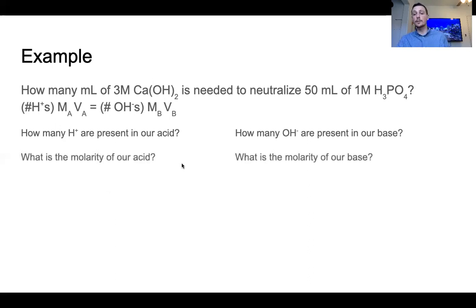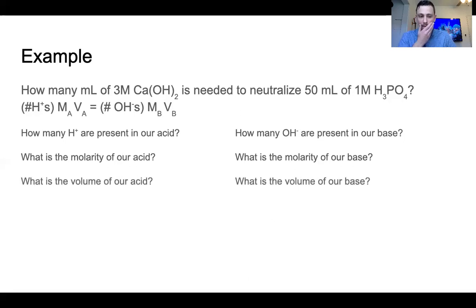Next up, we need to find the molarity of the 2. The molarity of our acid, it tells us, is 1 molar right here. The molarity of our base, it tells us, is 3 molar right here. So now we know MA and MB. Lastly, we need to find out the volume of our acid and the volume of our base.